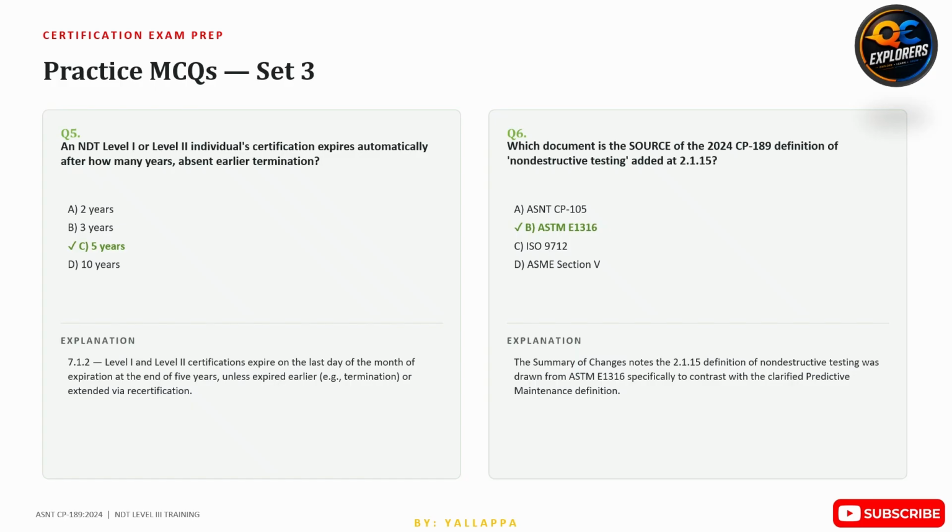5 years refers to the certification cycle, while 10 years refers to the maximum interval before repeating the full Section 6 qualification examinations. Now let's move to question 6. The question asks, which document is the source of the 2024 ASNT CP-189 definition of non-destructive testing added in Section 2.1.15? The options are ASNT CP-105, ASTM E1316, ISO 9712.